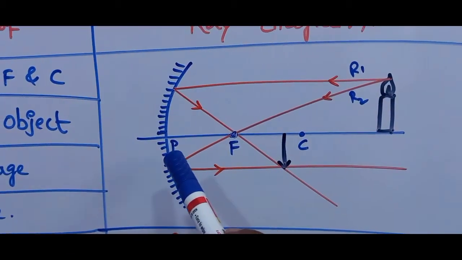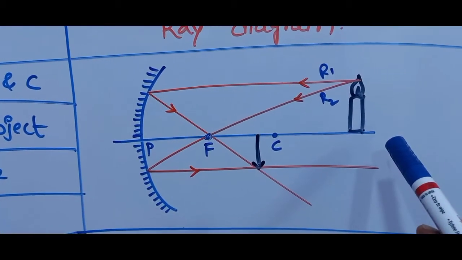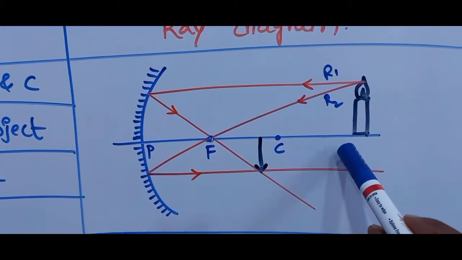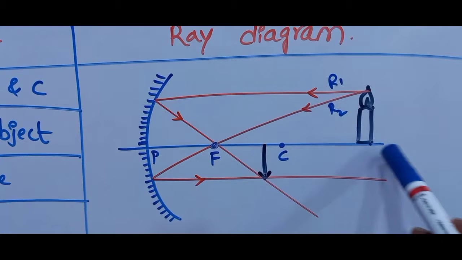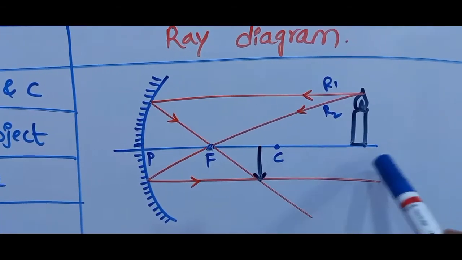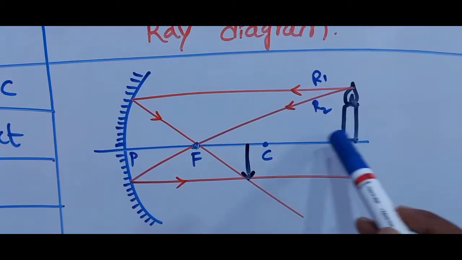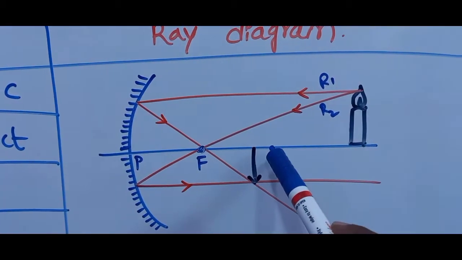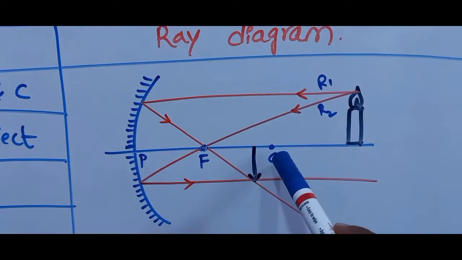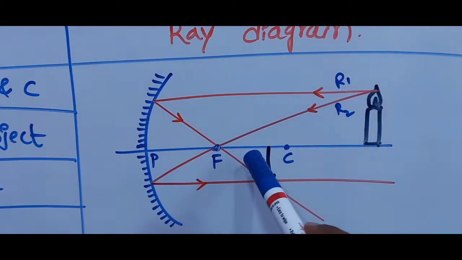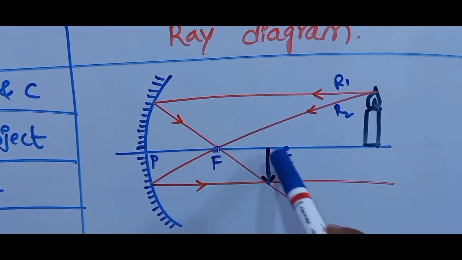So now, upon this principal axis, the object is placed at various places. That means beyond C. This total distance is said to be the beyond C position. Whenever the object is placed here, we can say it is beyond C. When the object is placed here upon this dot, we can say that the object is placed at C. When the object is placed here, we can say that the object is placed between F and C.